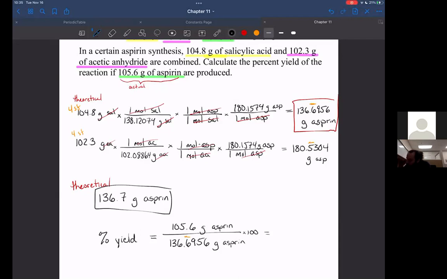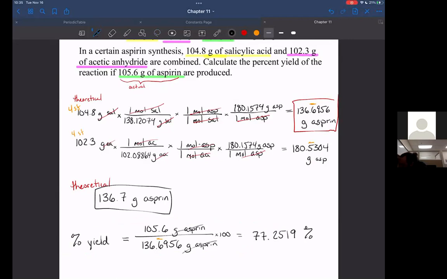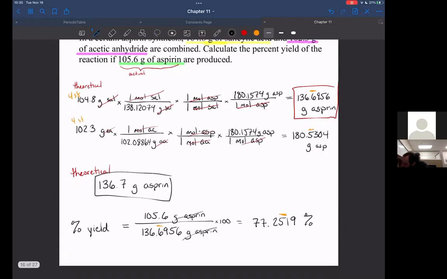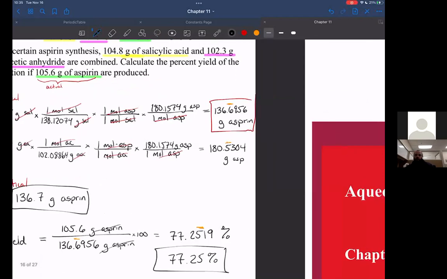Okay, so then I would punch this into my calculator and I would see that my yield for this particular reaction was 77.2519%. Right? I canceled my units out, so I just have a percent sign. And then going back and paying attention to sig figs, I should have 4. So this would be a percent yield of 77.25%. That's the final answer for this particular problem.